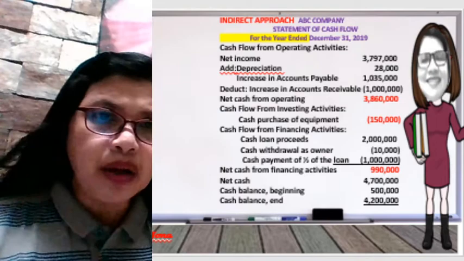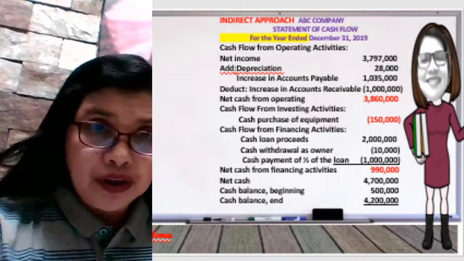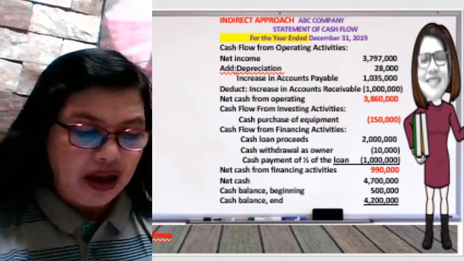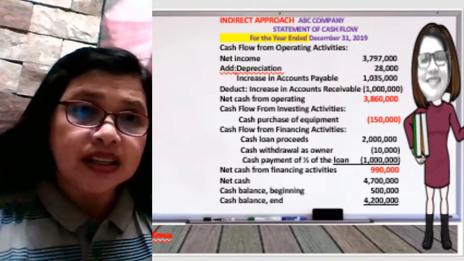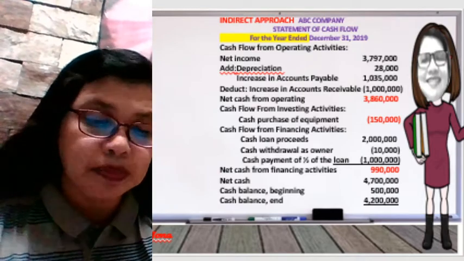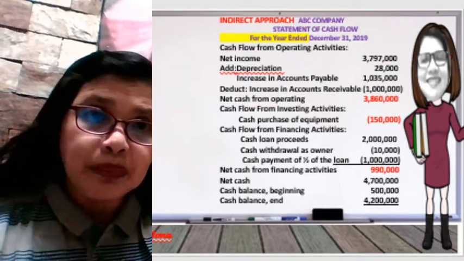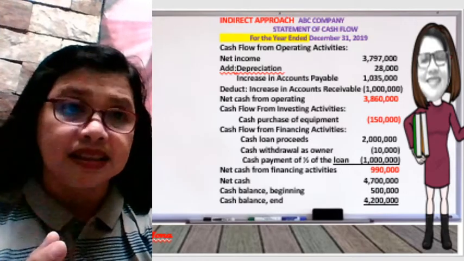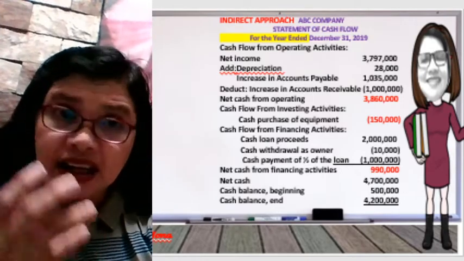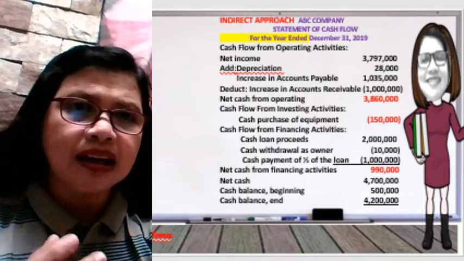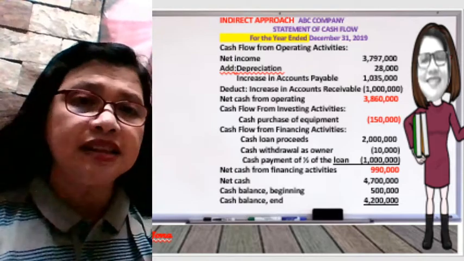Okay, because in our example here, first is the depreciation. Depreciation is added back. Why did we add it back? Because this is a non-cash expense. You know that depreciation is only an allocation of the cost of the asset. Okay? So is there cash involved? No, there is none. So the depreciation account should be added back to your net income.